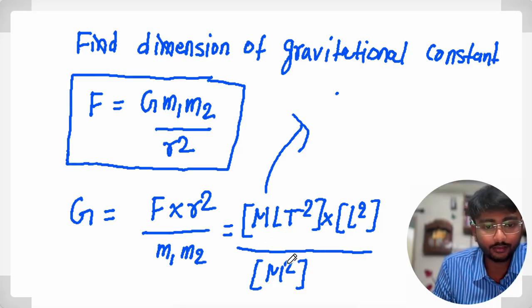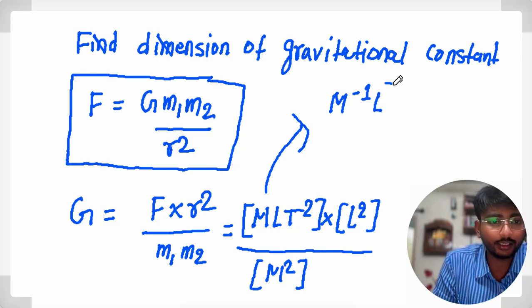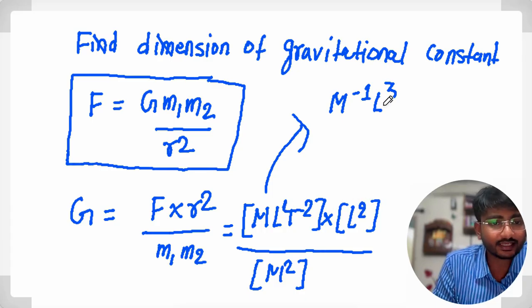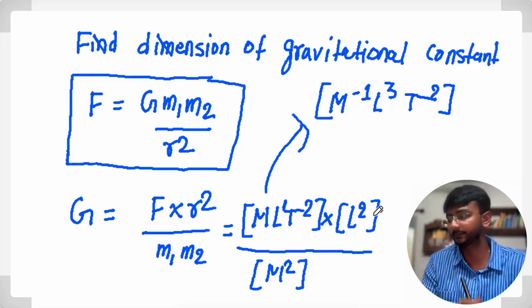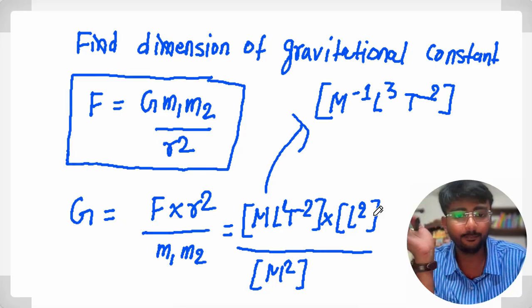So from here we can write it as M. See here, M to the power 1 and below it is M to the power 2, right? So from here you can write it as M to the power minus 1 L to the power 3. How? This is 1 and this is 2, so this will be 1 plus 2, that means L to the power 3. Then T to the power minus 2. So this will be the dimension of the gravitational constant. So in this way you can calculate the dimension. Okay.